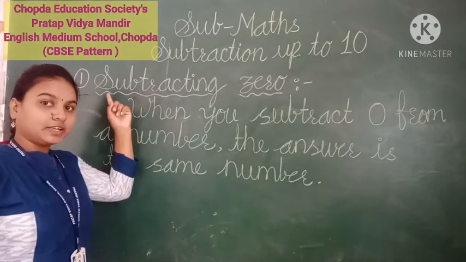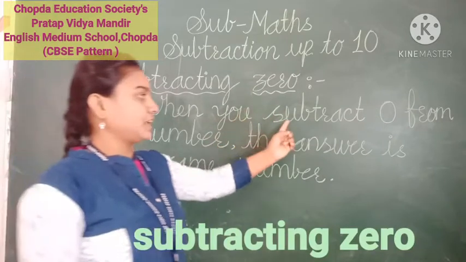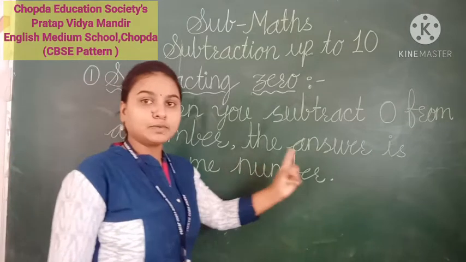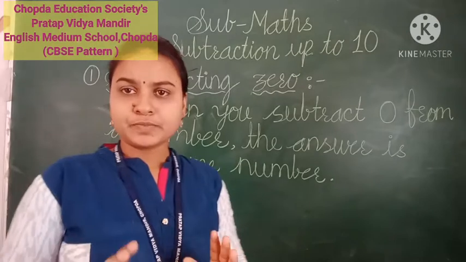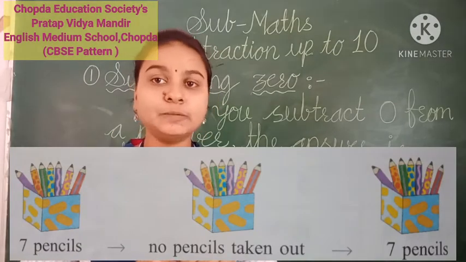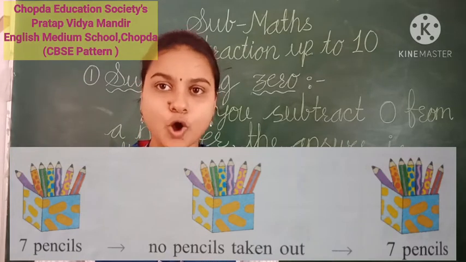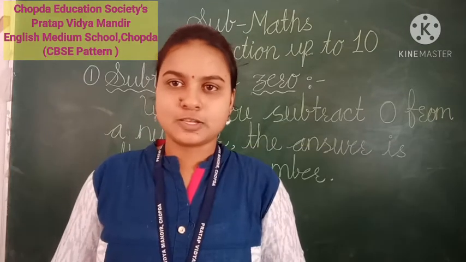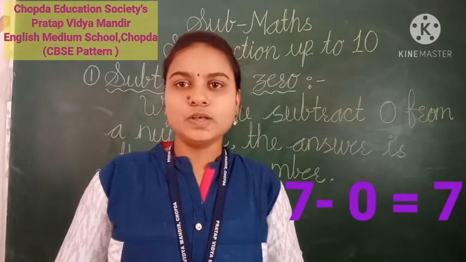The first property of subtraction is subtracting 0. When you subtract 0 from a number, the answer is the same number. Students, if you have 7 pencils and no pencil is taken out from the box, that box has the same number of pencils. 7 minus 0 is equal to 7.